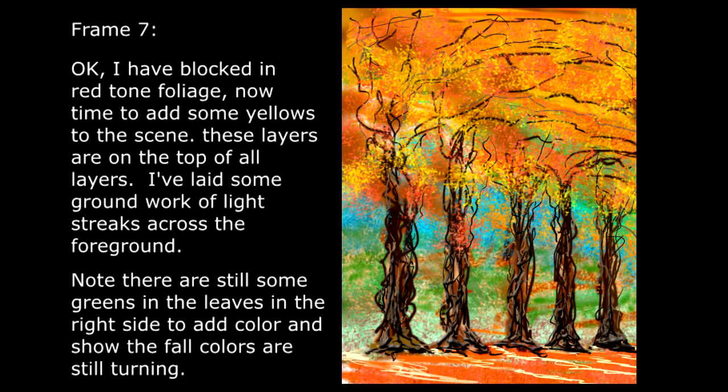Okay, I've blocked in red tone foliage. Now time to add some yellows into the scene. These layers are on top of all other layers. I've laid some groundwork of light streaks across the foreground. Note there are still some greens in the leaves on the right side to add color and show the fall colors are still turning.